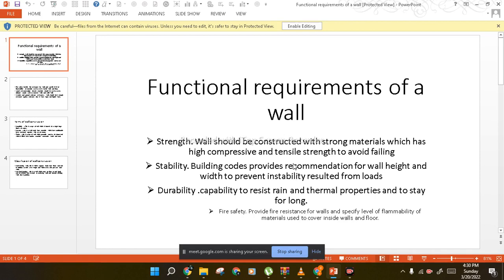Can everyone see my screen? Yes. Thank you. You are able to continue. Let me proceed. So maybe if I may request one of you to read what you can see, functional requirements of a wall. Then I will explain. Who can help us go through?